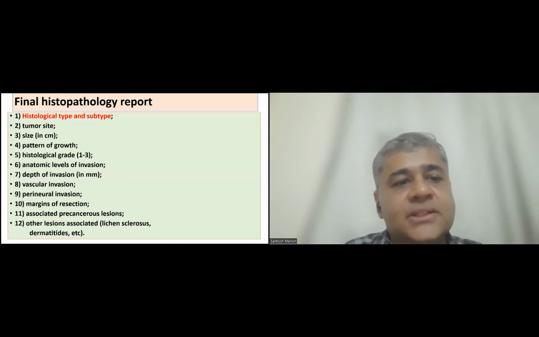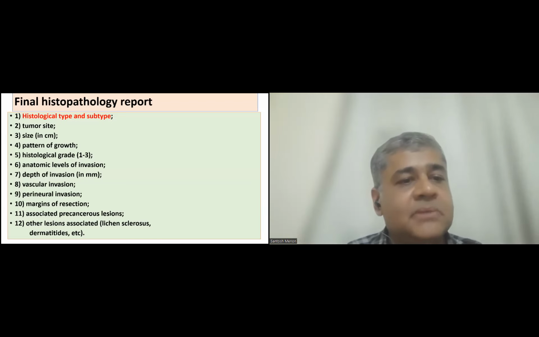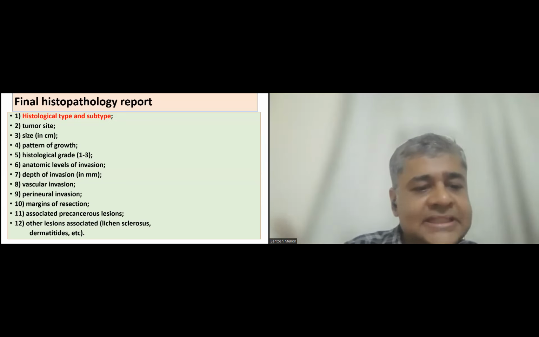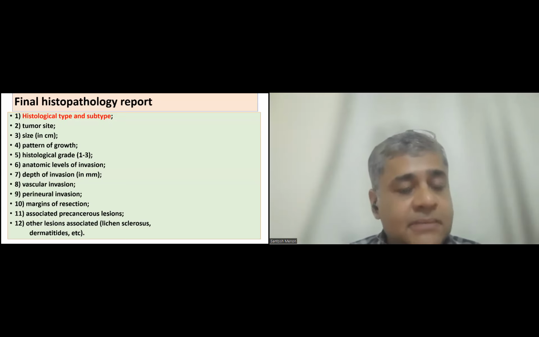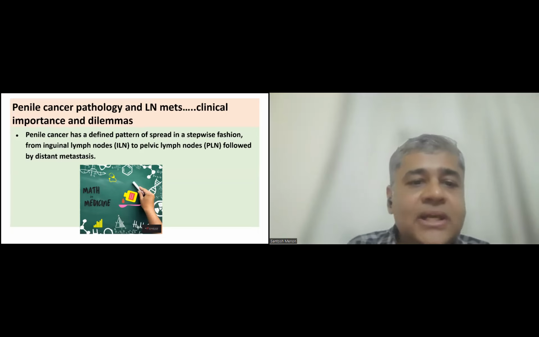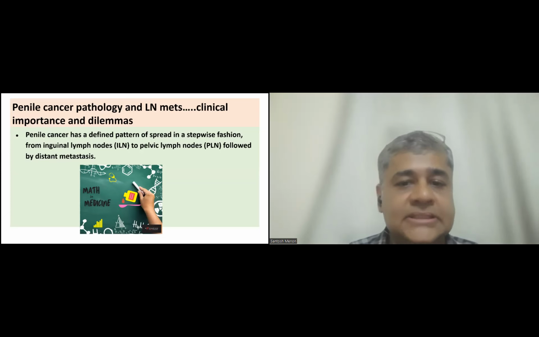So this is your final histopathology report. You would put all these points, including the type, subtype, the tumor site, size, anatomical level of invasion, and the grading of the tumor. All this information which we are giving to the clinician is important in their further management, especially of the inguinal lymph nodes. The inguinal lymph node after a penectomy is the most important question asked by the clinician, whether to address that or not.